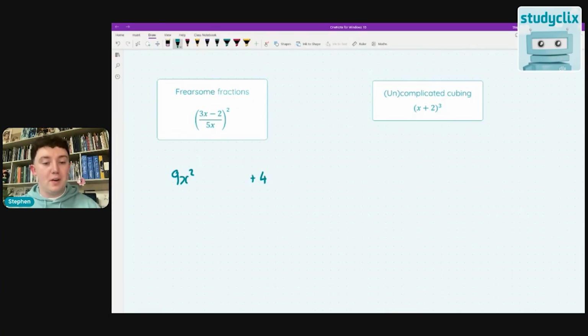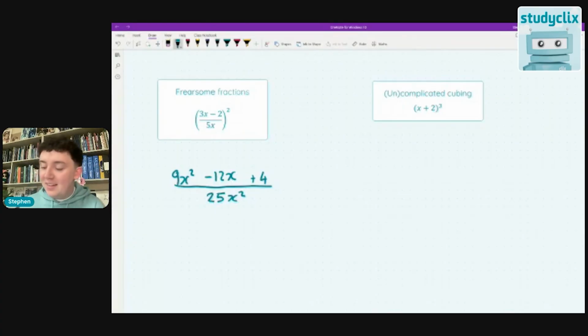And I double the first by the last. So double 3x is 6x, and 6x by minus 2 is minus 12x. So we've squared the top. I often see that folk would forget to square the bottom here. So if I square 5x, square the 5, 25, square the x, x squared. That's how we square a fraction. So top line following our rule, square the first, square the last, double the first by the last, all over the bottom squared.